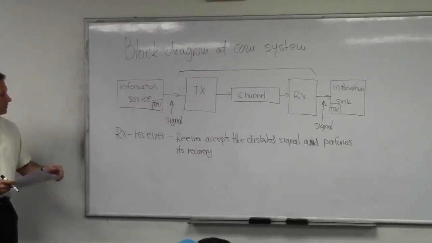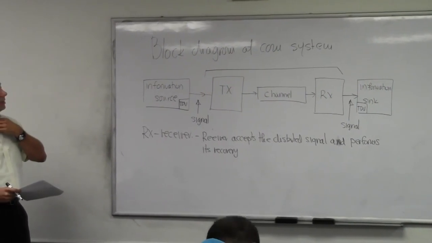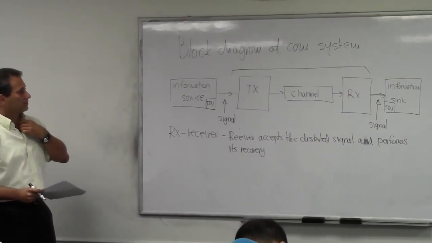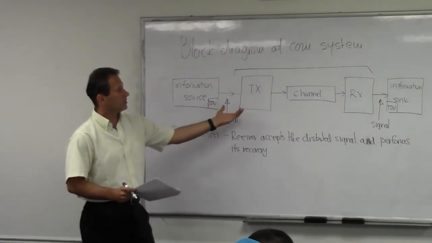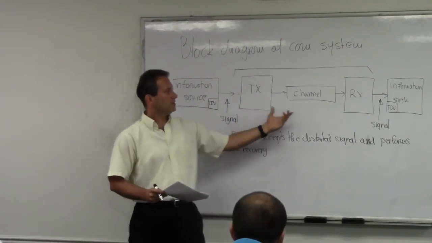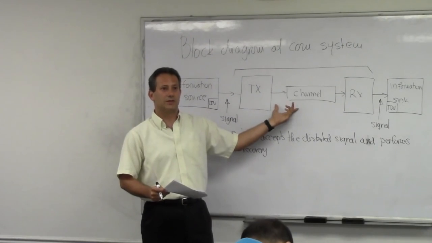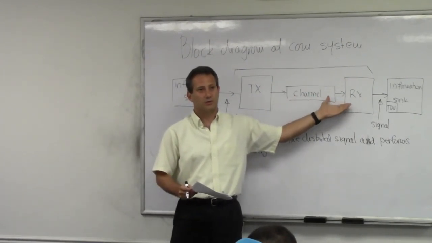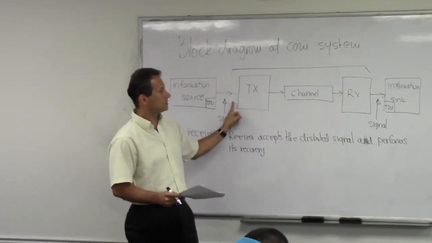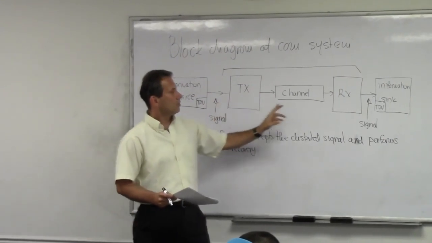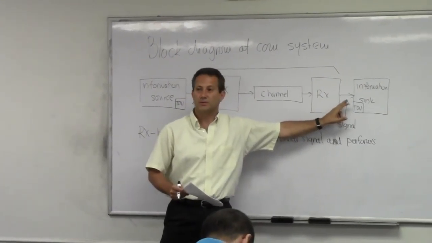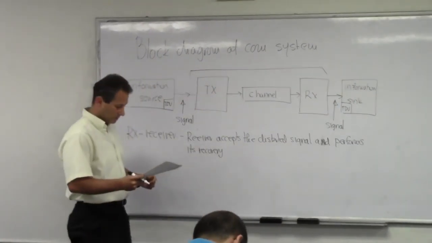And as I said, there are a lot of tasks that it needs to do. We'll talk about some of these tasks. But in essence, whatever the transmitter does to the signal, the receiver needs to undo. Whatever the channel does to the signal, the receiver needs to undo, so that whatever came into this system, hopefully something very similar comes out at the output of the system.